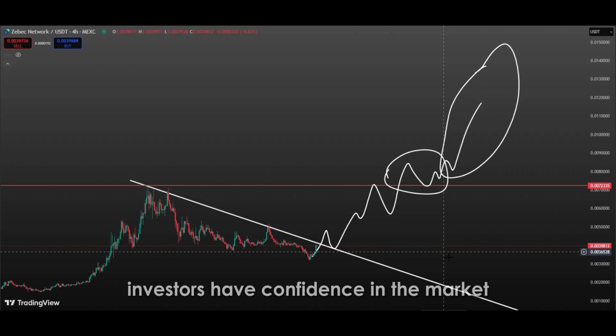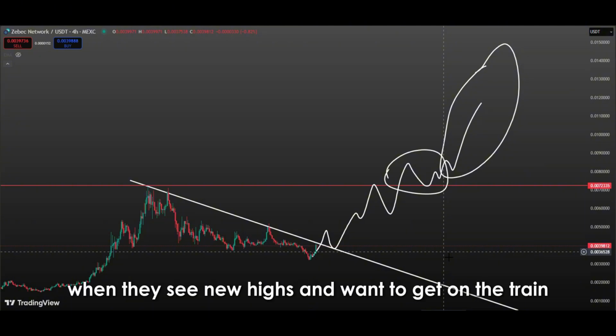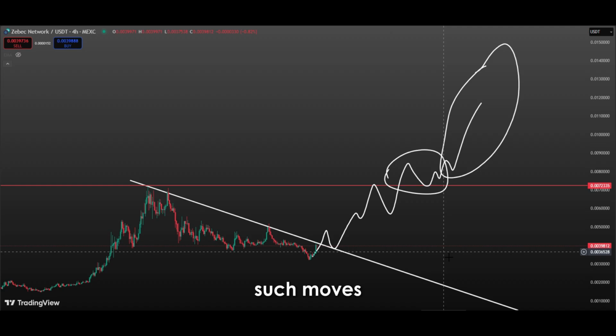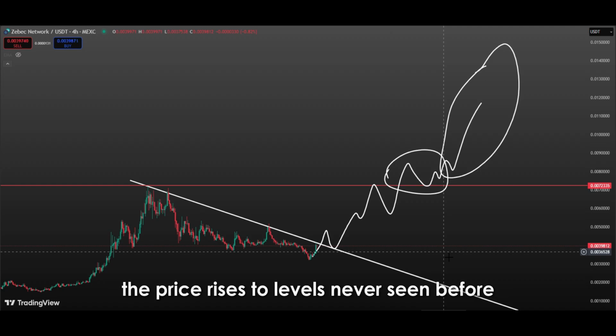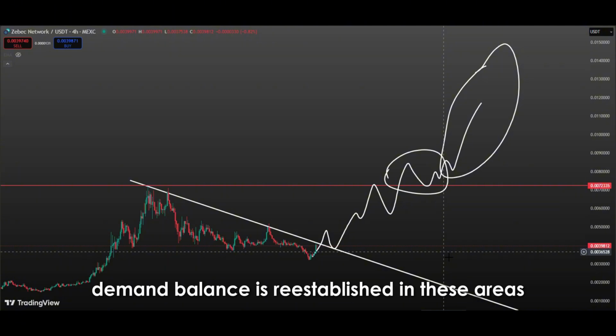This is because many investors have confidence in the market when they see new highs and want to get on the train. From a technical point of view, such moves usually signal the process of price discovery. In this phase, the price rises to levels never seen before, and the supply-demand balance is re-established in these areas.